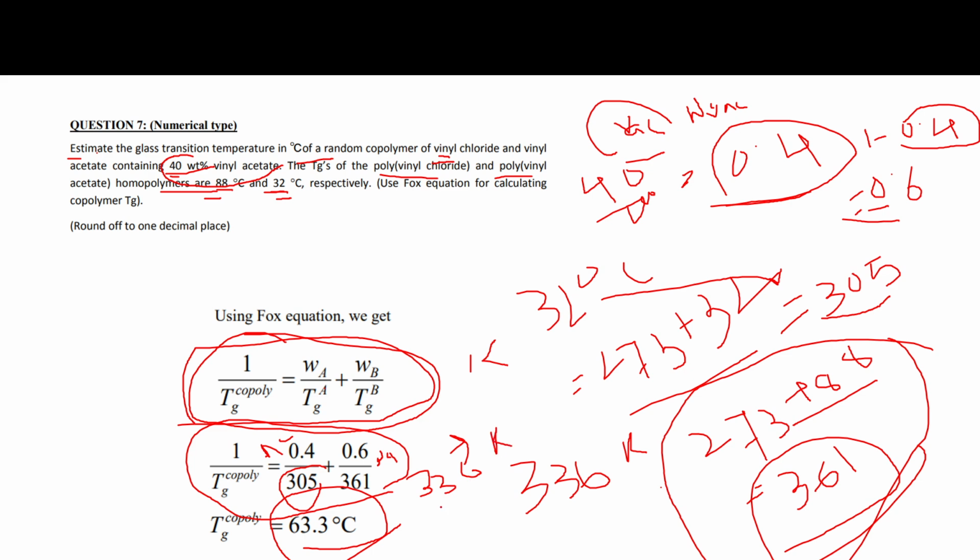Now you have to subtract 273 to convert into degrees centigrade. If you subtract it, it becomes around 63 degrees centigrade. So this will be your answer. First you have to convert the degree centigrade into Kelvin, then convert the Kelvin back to degree centigrade, and you have to know what fraction of polymer A and polymer B is present in the polymer blend or copolymer.